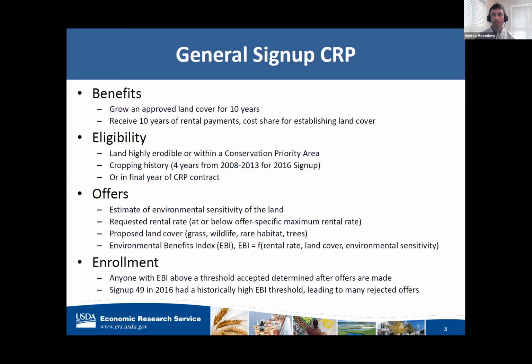And so if you take all these things together, there's a formula that creates what's called the Environmental Benefits Index. And once everybody makes an offer, the Environmental Benefits Index scores are ranked, and any offers that are above a certain determined threshold are accepted into the program, and any offers that are below that threshold are rejected.